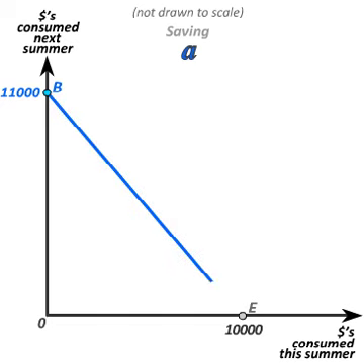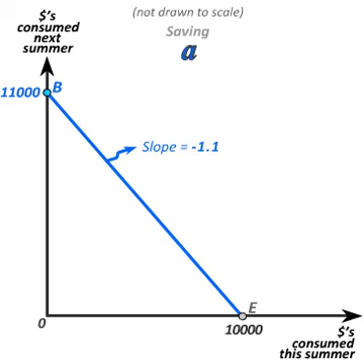Of course, your behavior doesn't have to be so extreme as to cause you to consume either at bundle E or at bundle B. You could choose anything in between on the budget line that connects B and E. This is your intertemporal budget constraint if the interest rate that you face is 10%.